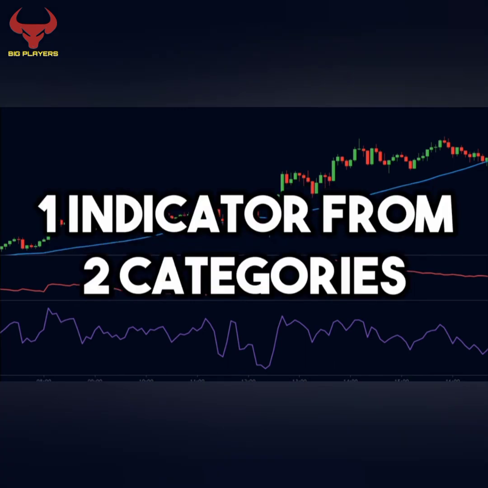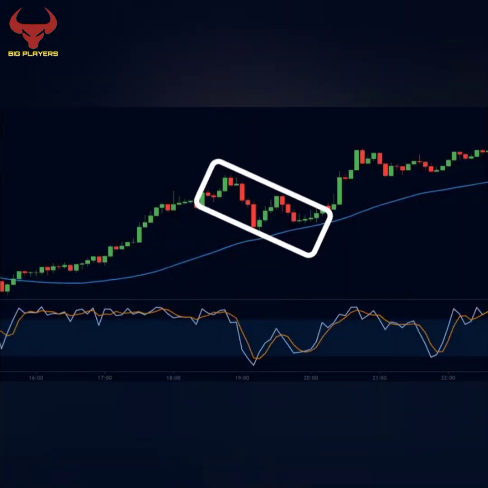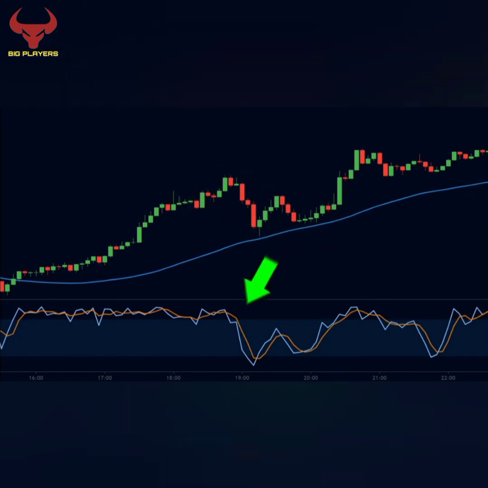Even if you use one indicator from two categories, you will still end up getting a good view of the market. For instance, let's take a 50-period moving average from trend indicators. And let's take the stochastics from the momentum indicators. Here we see that the price is in an uptrend, because the price is trading above the moving average, and the moving average is sloped upwards. So we wait for the price to make a pullback. Here, the price pulled back to the moving average. So we wait for the stochastics to give us a bullish signal.